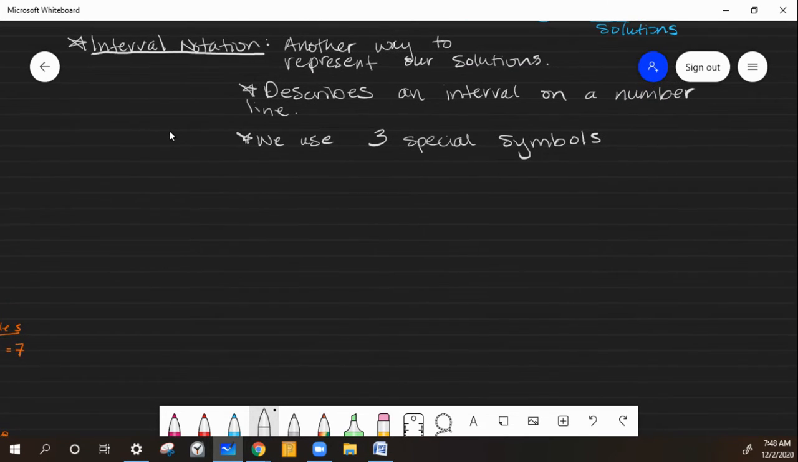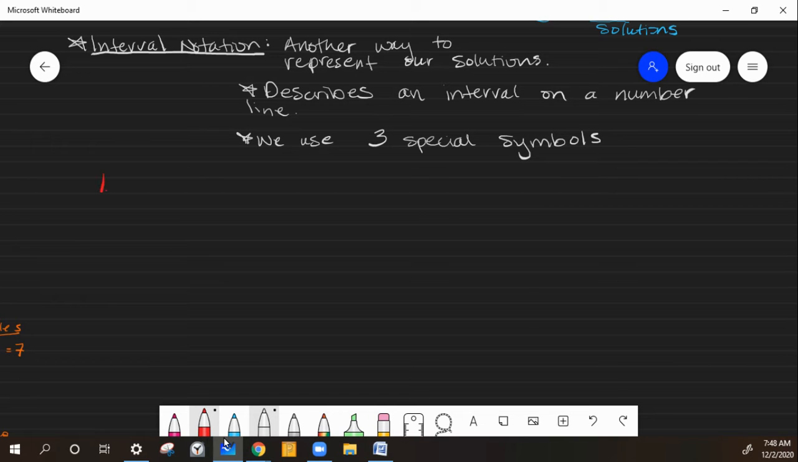Now, the thing about interval notation, you guys, is it just takes a little bit before we grasp it. This is brand new to you. You don't have any past experience to pull from with interval notation. So it's going to feel strange, and I want you to just embrace how it feels strange.